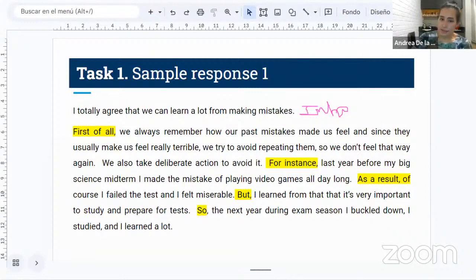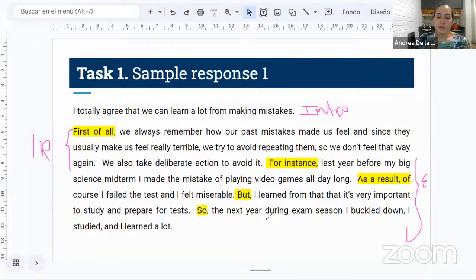Now, in this case, since he only has one reason and one example, as you can see, his reason is way longer than the previous one, right? It's a little bit longer, but it's just one reason. And his example says, "For instance, last year, before my big science midterm, I made the mistake of playing video games all day long. I failed the test, I feel miserable and sport." So this is his example. And yes, it's a personal experience.